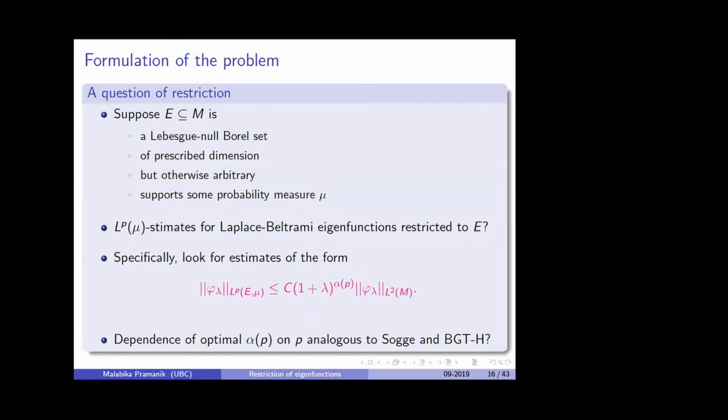What can one say about the Lebesgue norm estimates of the Laplace-Beltrami eigenfunctions with respect to mu? In particular, we are looking for estimates of the form here in pink, of course with an eye to obtaining the optimal exponent alpha p that comes in the power of lambda. Among other things, we would like to find an exponent that is consistent with the earlier work of Sogge and Burq, Gérard, Tzvetkov, and Hu.